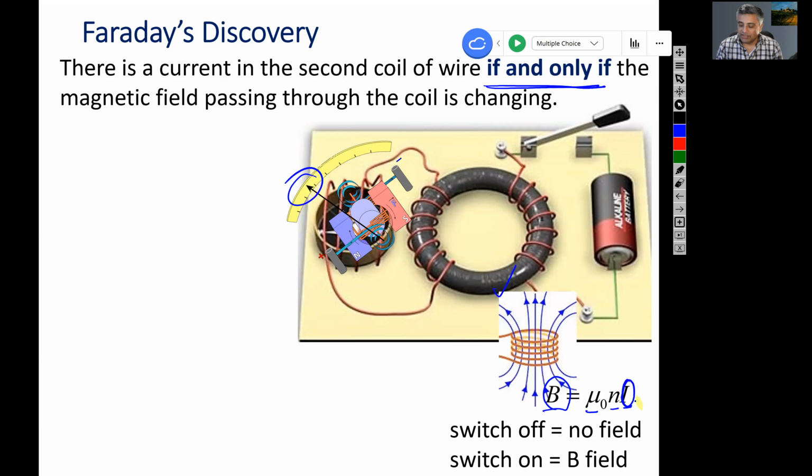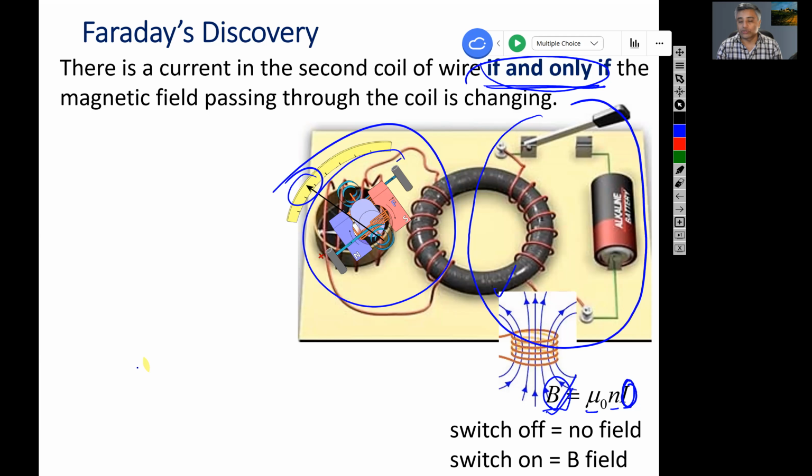When I is changing, what happens? B is changing. So how are we changing I on this side? By going on and off. Off, zero current; on, maximum current. So you see that deflection only when the switch goes on, off, on, off. If it's off all the time, current is zero, no magnetic field. If on all the time, current is fixed, magnetic field is fixed, it's not changing, but it has to be changing to get any kind of induced EMF.